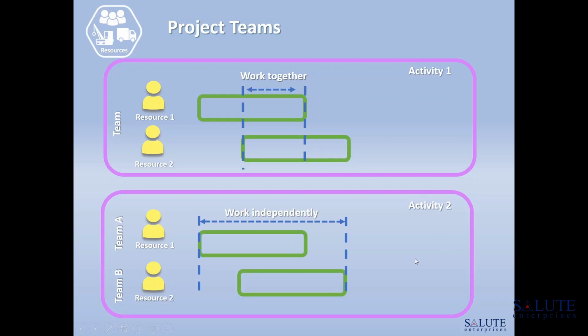In the second scenario with activity 2, we have 2 teams assigned, resource 1 and resource 2. In this scenario, they can work completely independently of one another. If one or the other resource is available, the work can be done. A very simple example is where you have to move chairs.